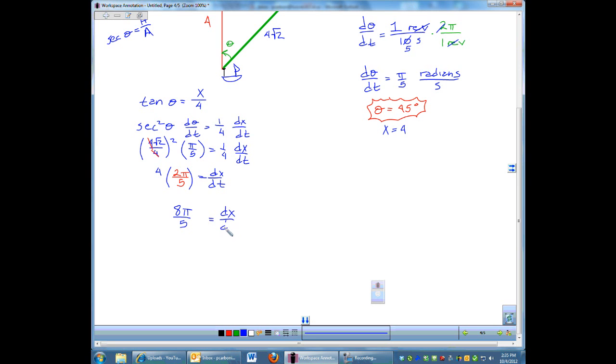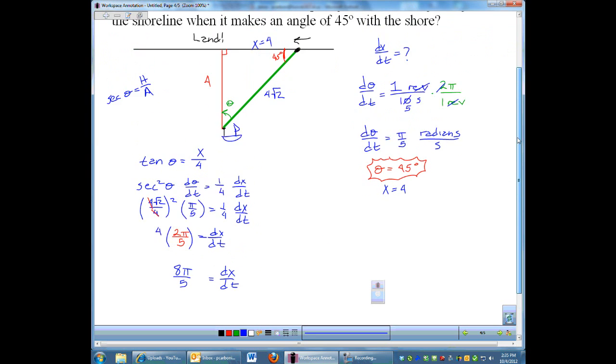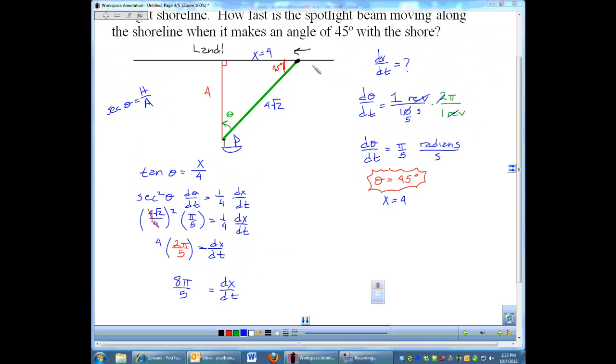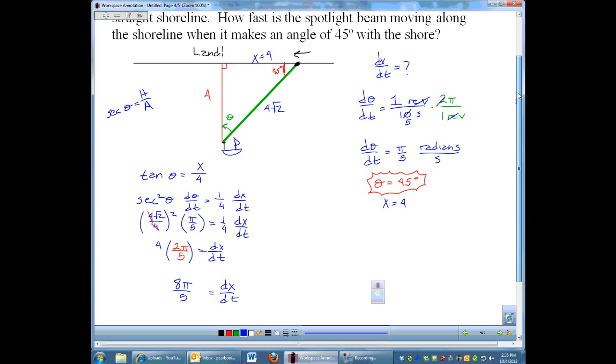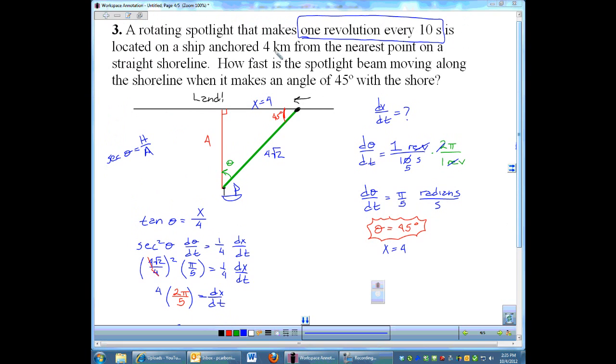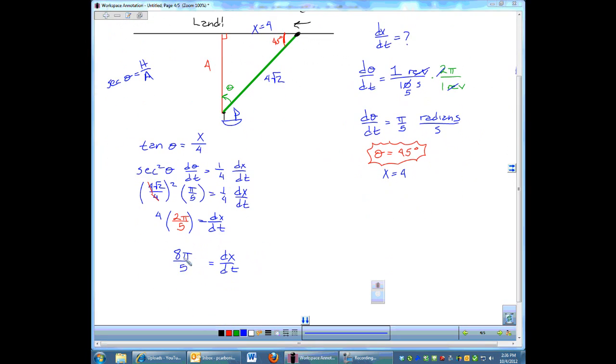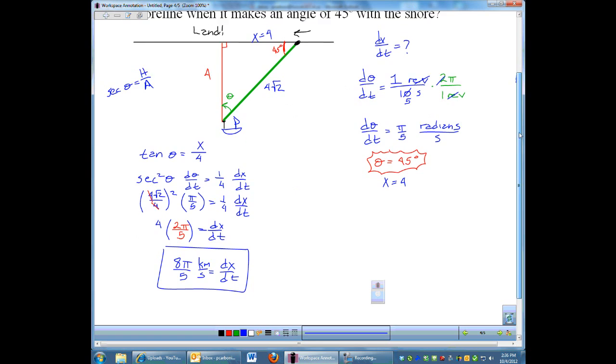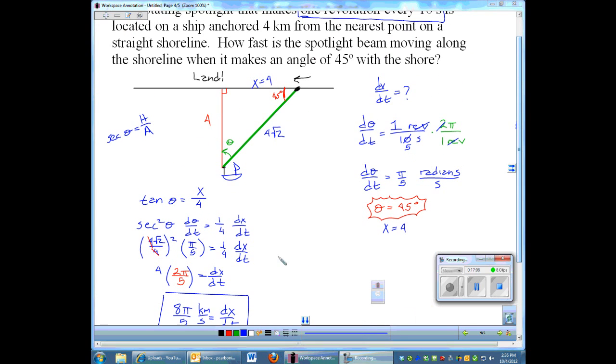And now we just have to figure out the units for dx. X was a unit of distance, so we go back and look and see what kind of distance measures we've been using. We have kilometers, and time is measured in seconds. So my answer is 8 pi over 5 kilometers per second. And there we go. That took a little bit longer than I thought, but I also bumbled my way around drawing the picture. So there's some related rates with angles, and we'll hammer these home in class.